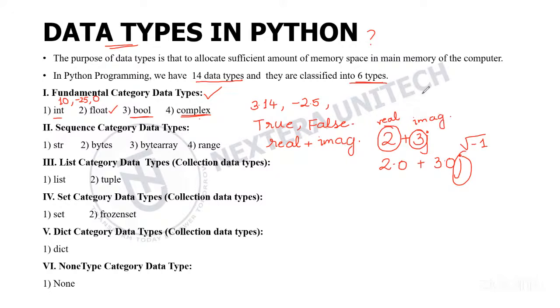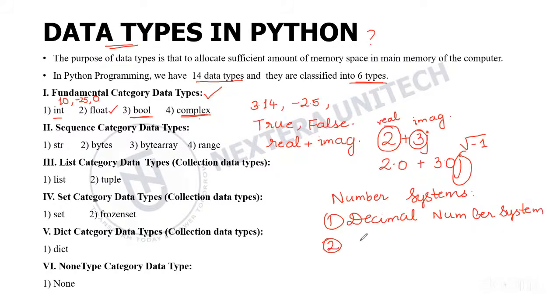We also looked at the number systems. So what are the number systems? There are 4. Firstly, the decimal number system. And then binary. And then the third one is octal. And the fourth is hexadecimal.